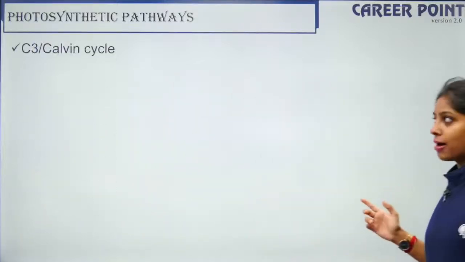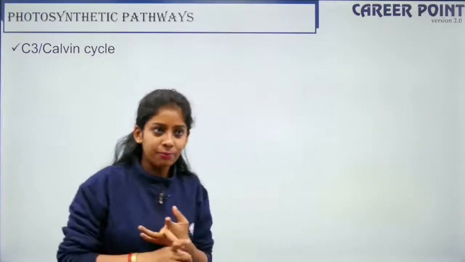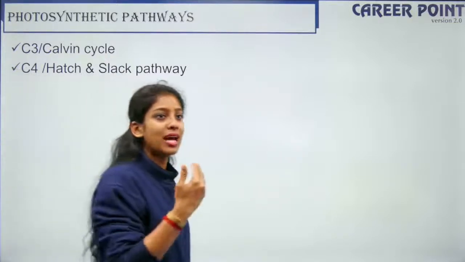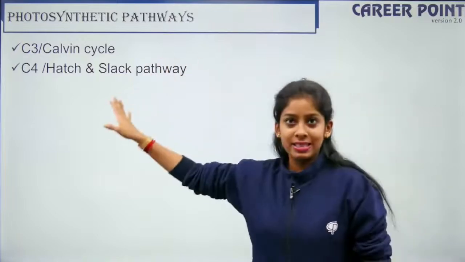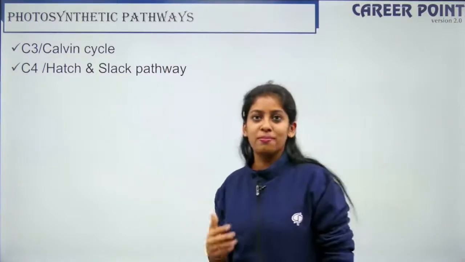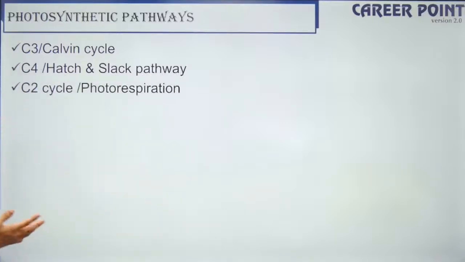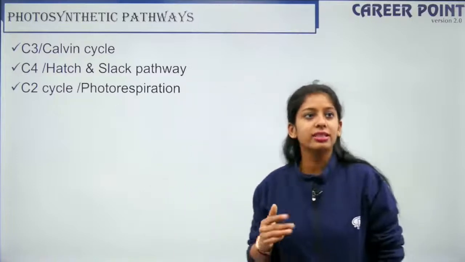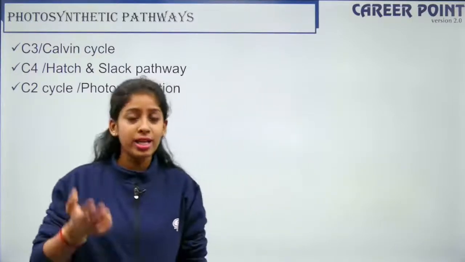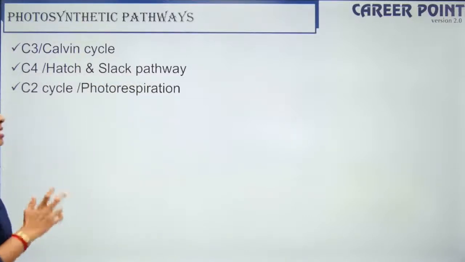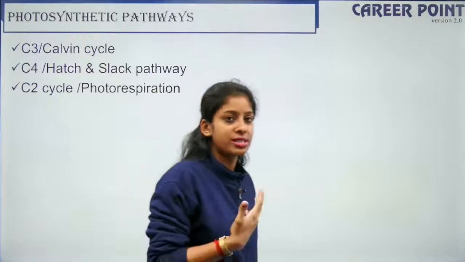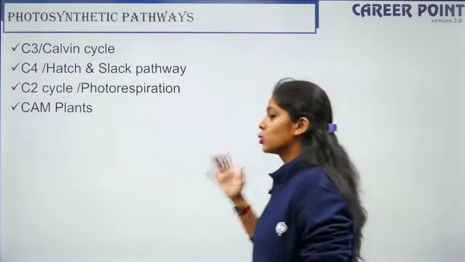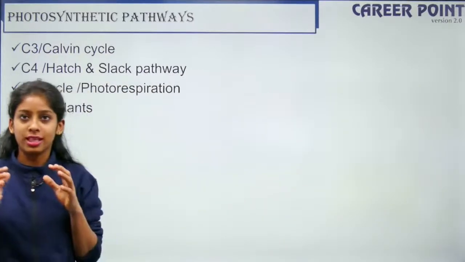Under photosynthetic pathways, we have the C3 or the Calvin cycle. Next we have the C4 pathway or the Hatch and Slack pathway. So we have the C3 plants and the C4 plants. Next we have the C2 cycle, which is also known as photorespiration. The C3 cycle is also known as the Calvin cycle. The C4 cycle is also known as the Hatch and Slack pathway, because these are the scientists who discovered it. The C2 cycle is also known as photorespiration; you're going to see why. The last one I want to explain is the CAM plants. These are the 4 important things from this chapter on photosynthetic pathways.